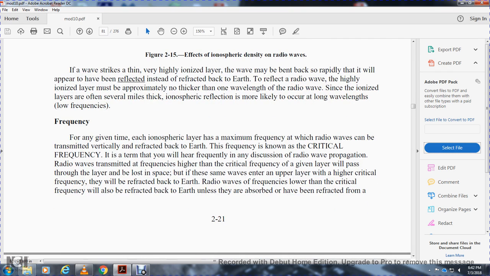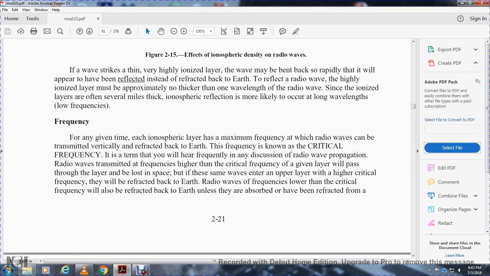Frequency. For any given time, the ionospheric layer has a maximum frequency at which radio waves can be transmitted vertically and refracted back to Earth. This frequency is known as the critical frequency. Radio waves transmitted at a frequency higher than the critical frequency for a given layer will pass through the layer, and will be lost in space.